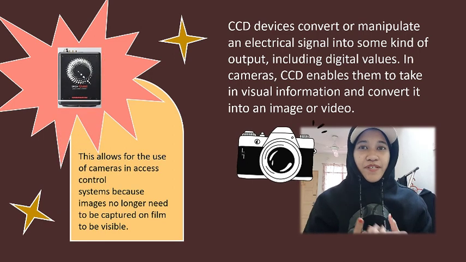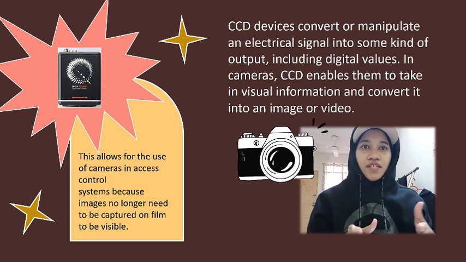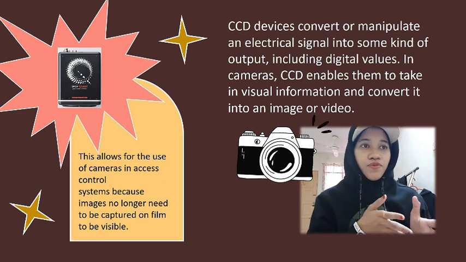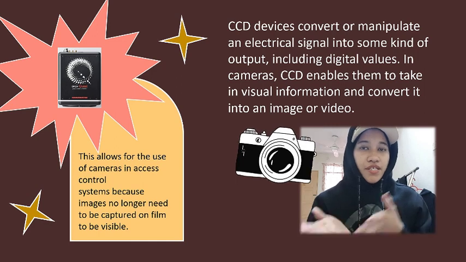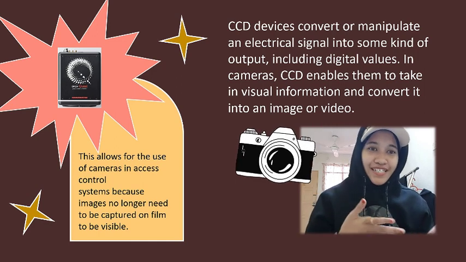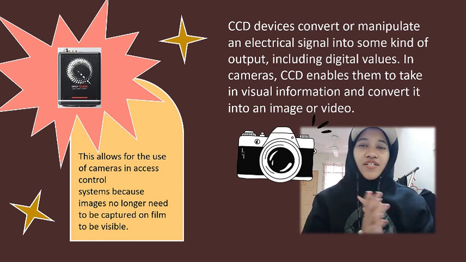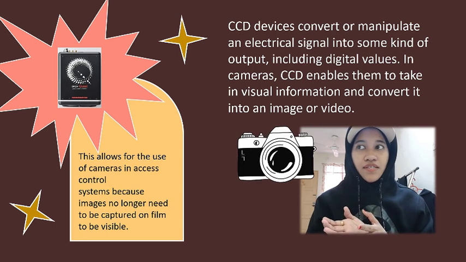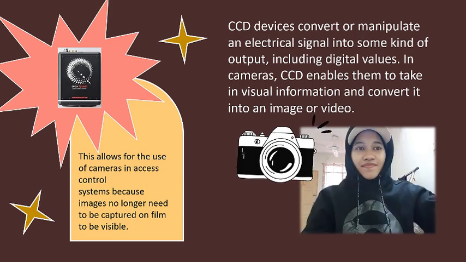Alright, so in plain English, CCD devices convert or manipulate an electrical signal into some kind of output, including digital values. So in cameras, CCD enables them to take in visual information and convert it into an image or video. In other words, we call them digital cameras, as opposed to where we take a Polaroid. This allows for the use of cameras in access control systems because images no longer need to be captured on film to be visible.